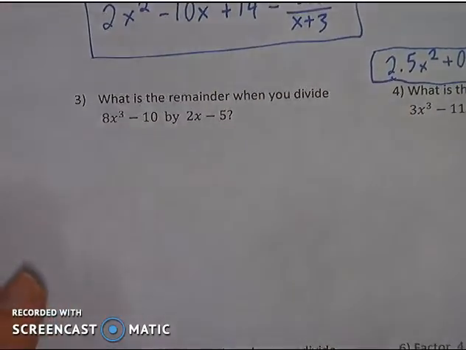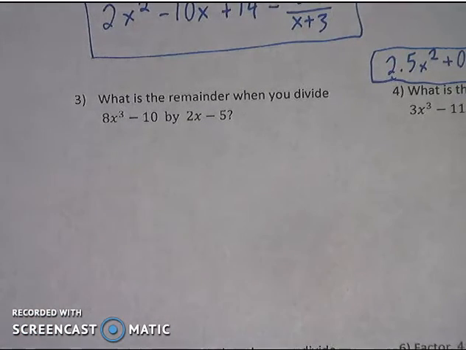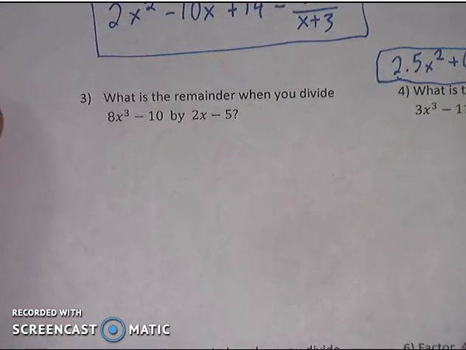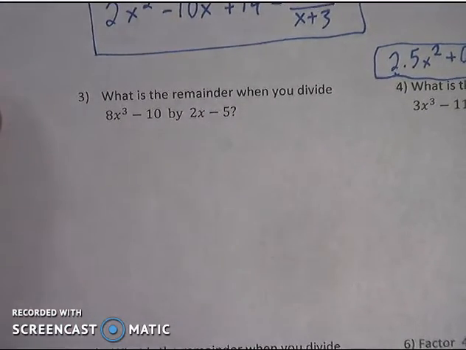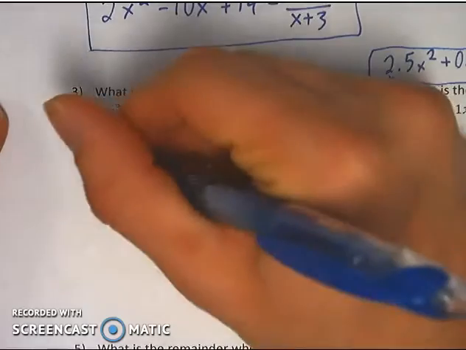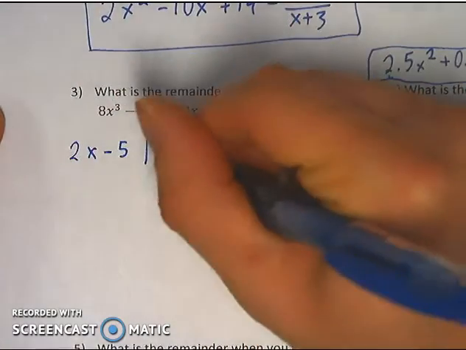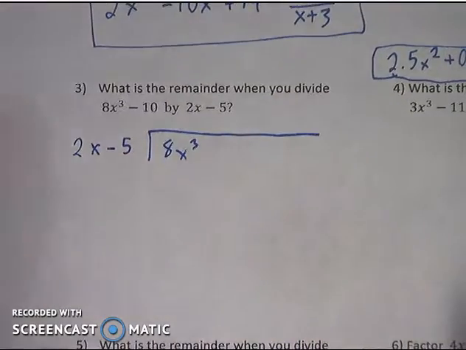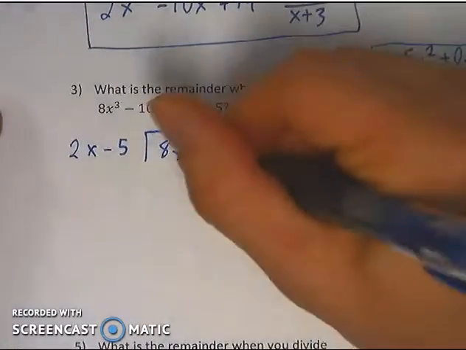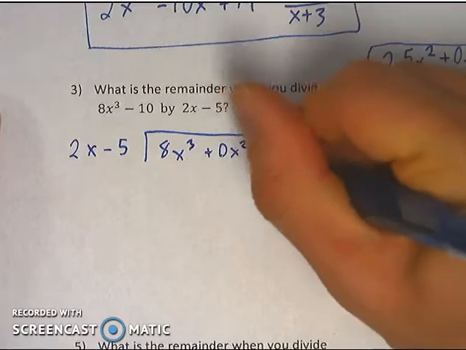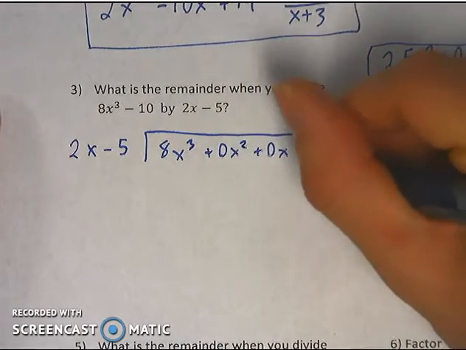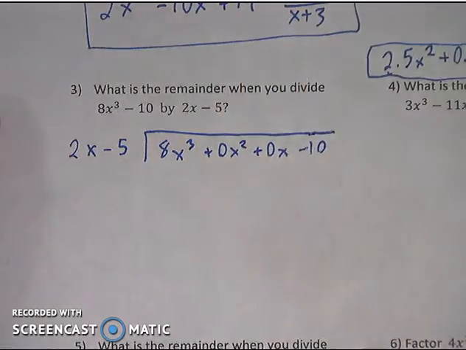What's the remainder when you divide 8x cubed minus 10 by 2x minus 5, sorry. We have to do the same thing. We have to do long division here. So I'm going to do 2x minus 5, 8x cubed. Now, we're missing some middle terms, so we need to add them. We need to put plus 0x squared plus 0x minus 10, like that.